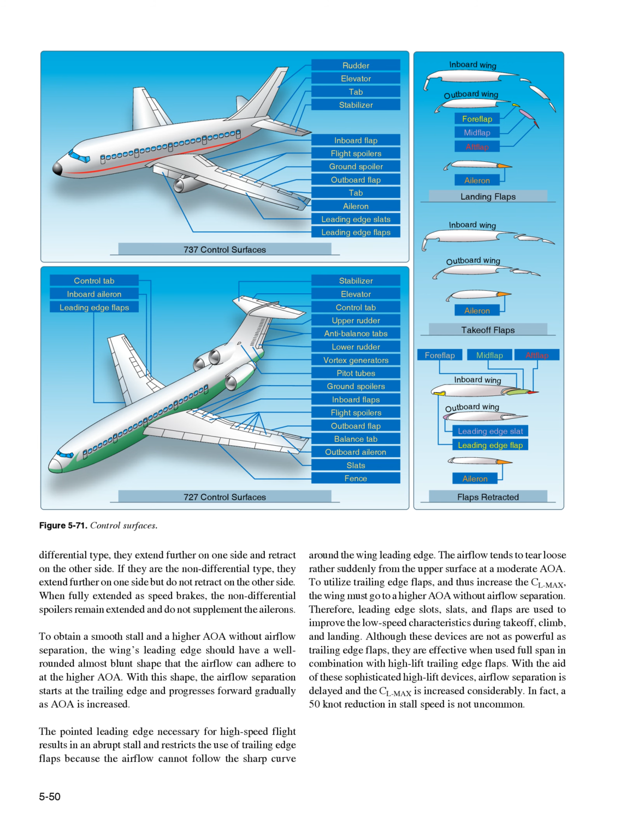To utilize trailing edge flaps, and thus increase the CLmax, the wing must go to a higher OA without airflow separation. Therefore, leading edge slats and flaps are used to improve the low speed characteristics during takeoff, climb, and landing. Although these devices are not as powerful as trailing edge flaps, they are effective when used full span in combination with high lift trailing edge flaps. With the aid of these sophisticated high lift devices, airflow separation is delayed and the CLmax is increased considerably. In fact, a 50-knot reduction in stall speed is not uncommon.